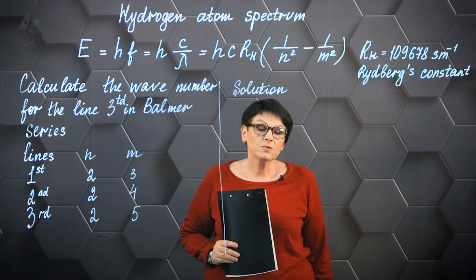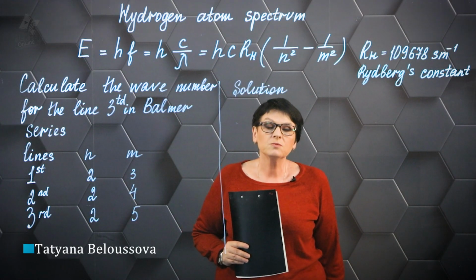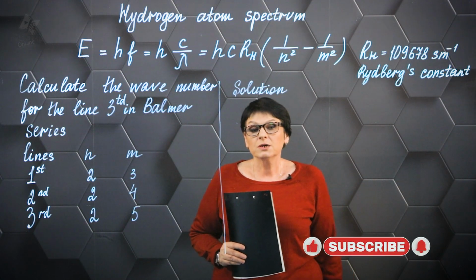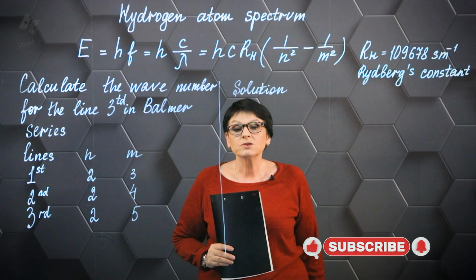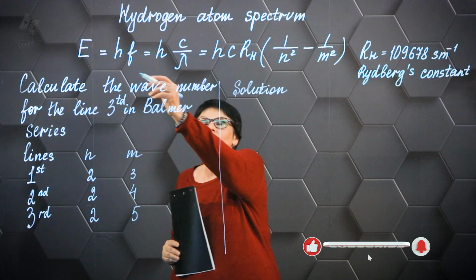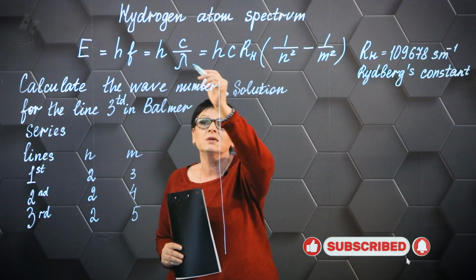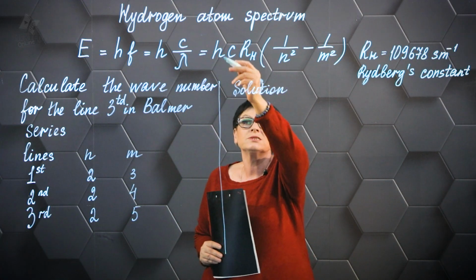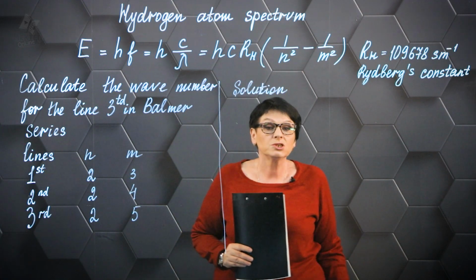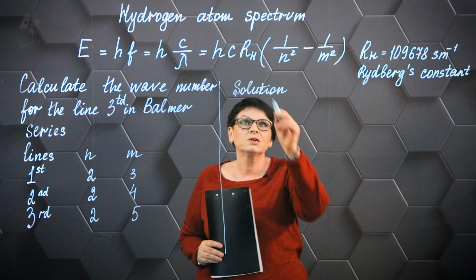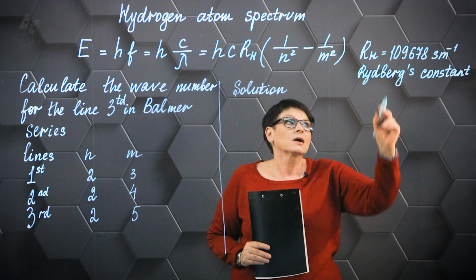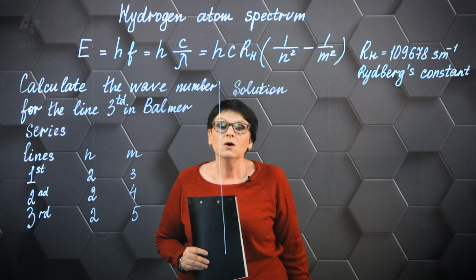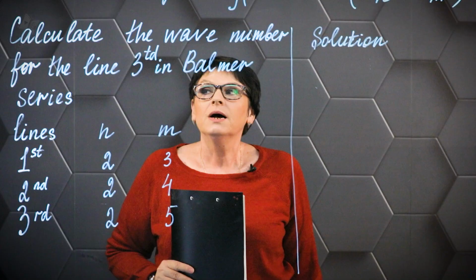Hello everyone. Today we have an interesting task at hand that involves solving a problem using the emission spectrum of the hydrogen atom. To successfully tackle this problem, we need to be familiar with a formula that calculates the energy. This formula includes the Planck constant, the speed of light, and the wavelength. Additionally, there is an extended formula that we require for this specific problem involving the Rydberg constant. It's essential to remember this value for later use.